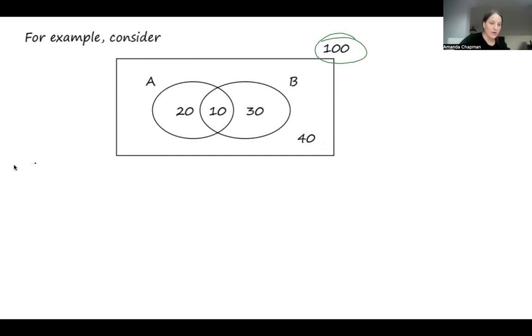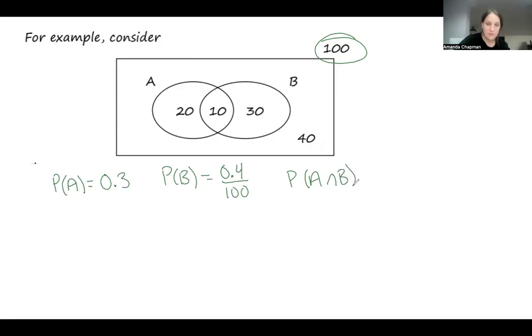And so let's look at some combined events here. Let me write out what we just said. The probability of people liking apples is 0.3, right? 30 out of 100. The probability that people like bananas is 0.4. And the probability that people like apples and bananas, that overlap, is 0.1.